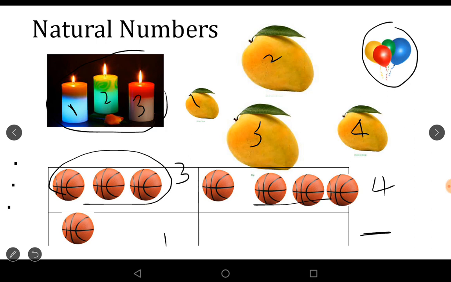Next, the last table has no balls, so we write 0. So 0 does not belong to the natural numbers. Natural numbers mean only counting numbers 1, 2, 3, 4. That is why whole numbers are introduced.